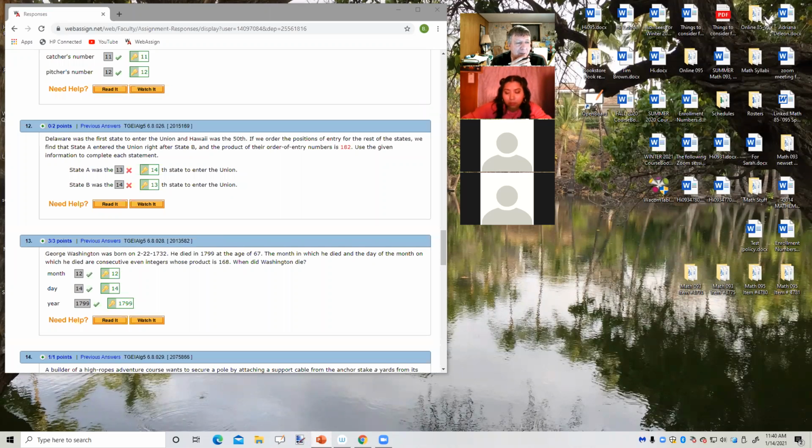Okay, I'm looking at the problem and I'm seeing that the student that worked it out, it looks like they got the right answers in terms of 13 and 14, but they've got them switched. And let's see if we can figure out why they're switched. Okay, now, if we order the positions of entry for the rest of the states, we find that state A entered the union right after state B. So that means that B was first. A is after B. So if B is first, B would have to be the 13th state and A would have to be the 14th state. Does that make sense?